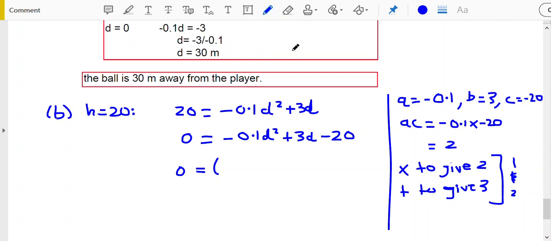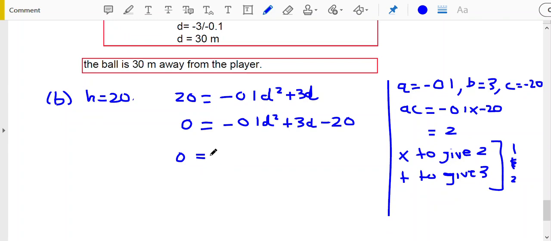So remember, to factorize this quadratic, we have to use the grouping method. So it's negative 0.1 d squared, and instead of writing the 3d, I write plus d plus 2d. So I separate the middle term. Okay, separate the middle term. That's how the process for the non-monic works. So we're splitting up the middle term, and now I need to use the grouping method.